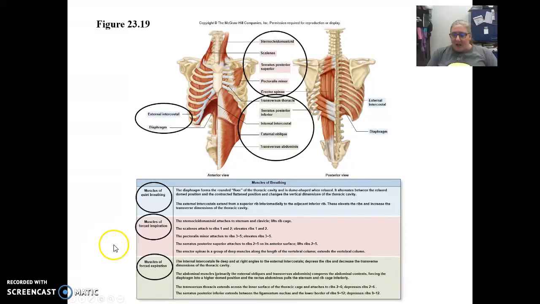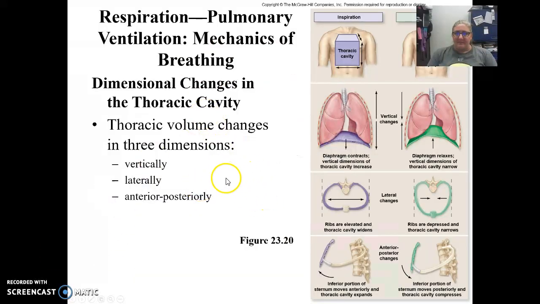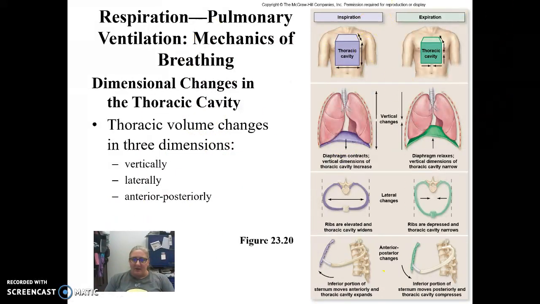External obliques help to force air out by pushing. The rectus abdominis also pushes that diaphragm upwards so that we can expire even more forcefully or effectively. And so breathing, I'm going to move this figure so that you can see that picture a lot better. So there you go. Breathing requires us to be able to increase the cavity of our lungs. That's what breathing does.